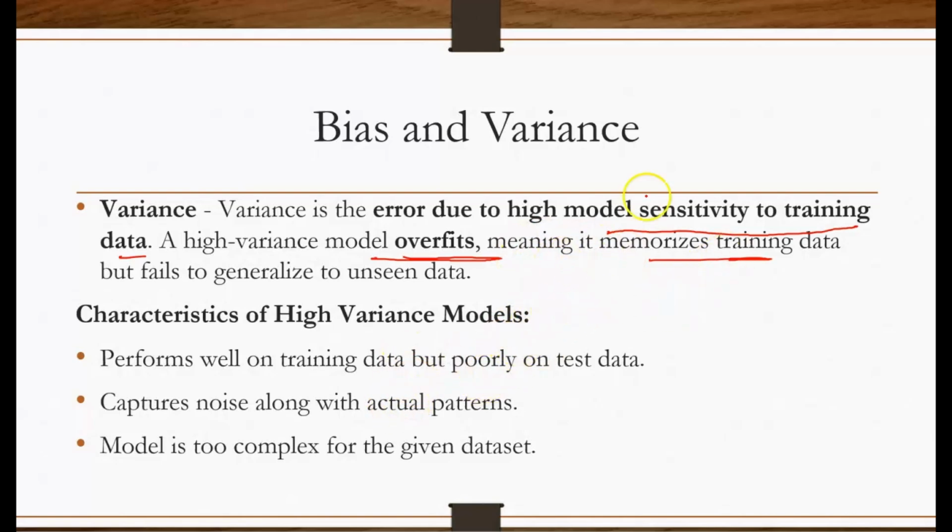So it memorizes all the training data, but it fails when it generalizes to unseen data. That's it. It performs well on training data, but not on test data. It captures noise. Along with all the actual patterns, the noise is also captured because the model is too complex for the given data set.